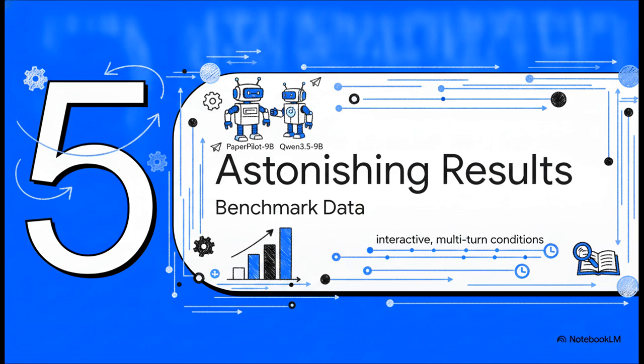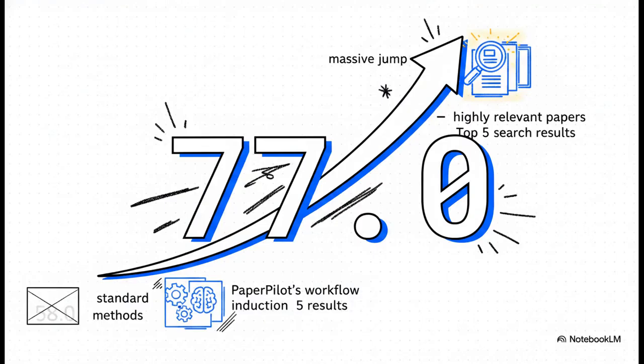Let's dig right into the benchmark data. To prove this transparent architecture actually works, the researchers pitted their model, PaperPilot 9b, against a super powerful baseline, Qwen 3.5 9b toolset, under interactive multi-turn conditions. And the performance leap is just staggering.